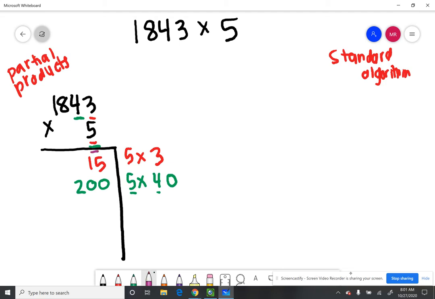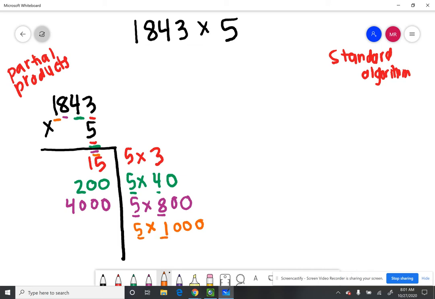Then I do 5 times 8, but it's not worth just 8. It's worth 800. If you notice, I'm going from ones to tens to hundreds. I know 5 times 8 is 40. Add 2 zeros is 4,000. And my last step is 5 times 1. But again, it's not worth 1. It's worth 1,000. Again, I go up in the place value. I know 5 times 1 is 5. Add 3 zeros is 5,000.